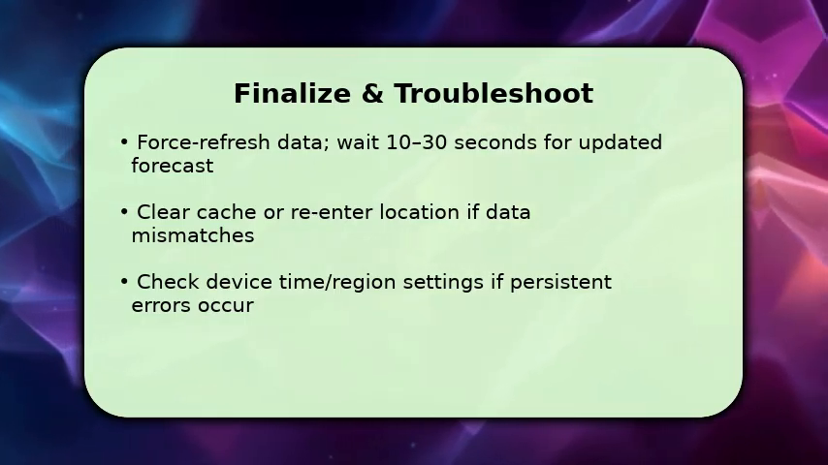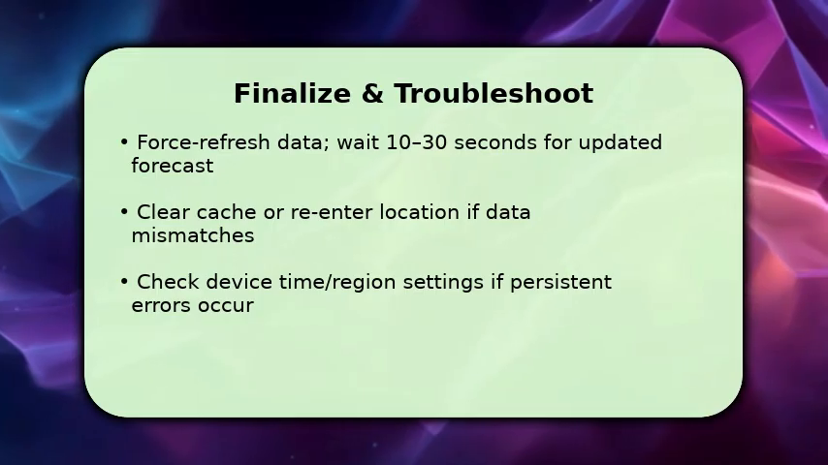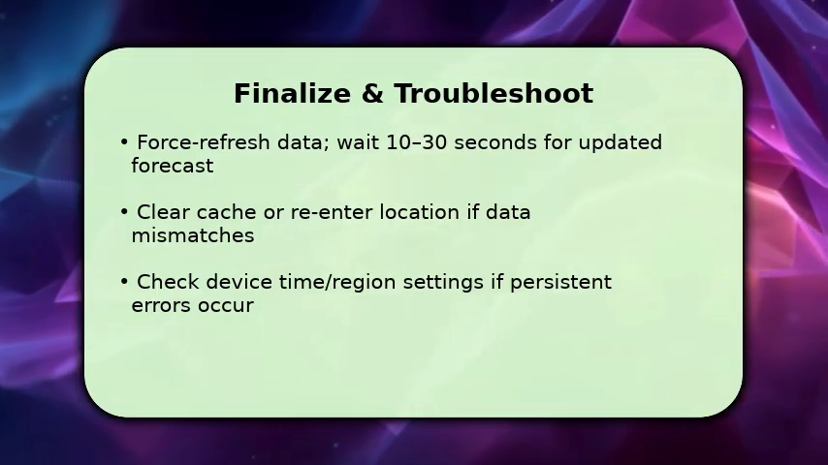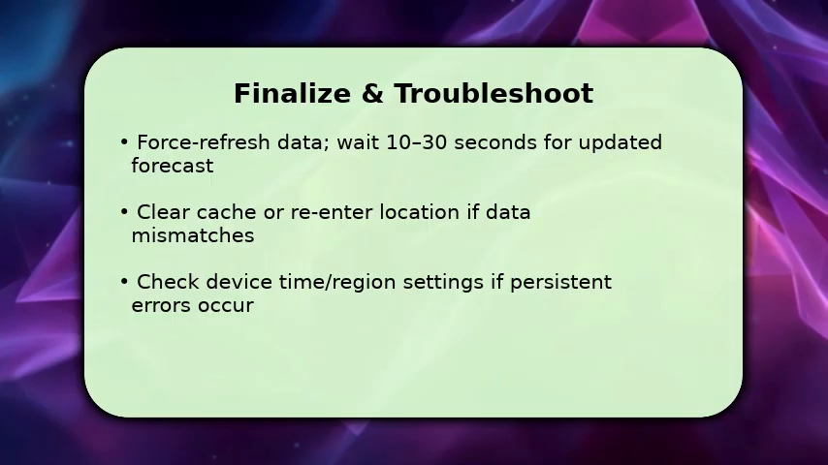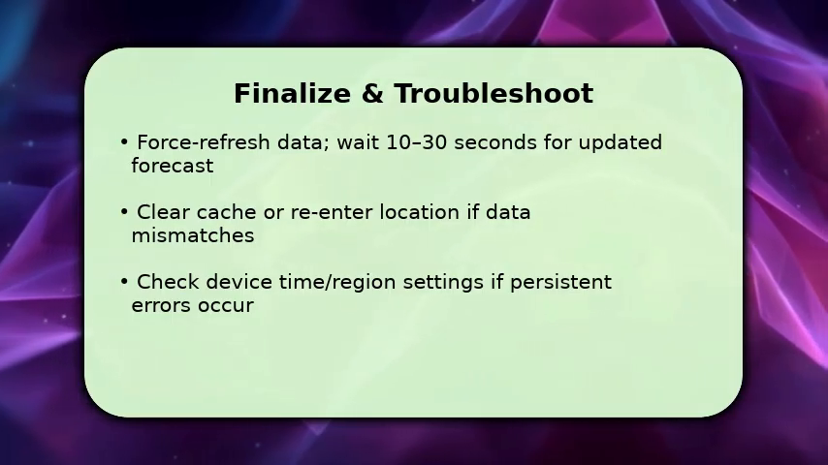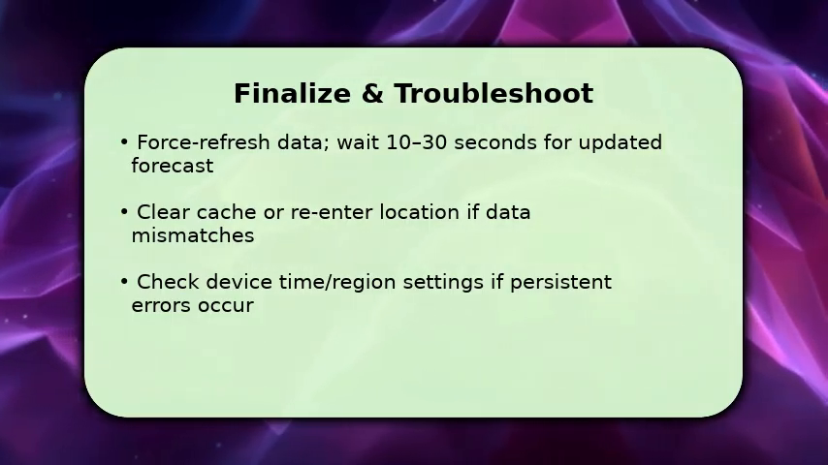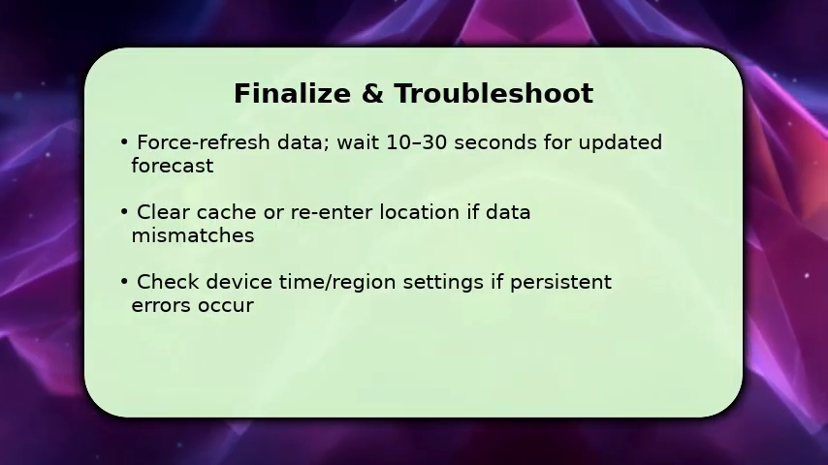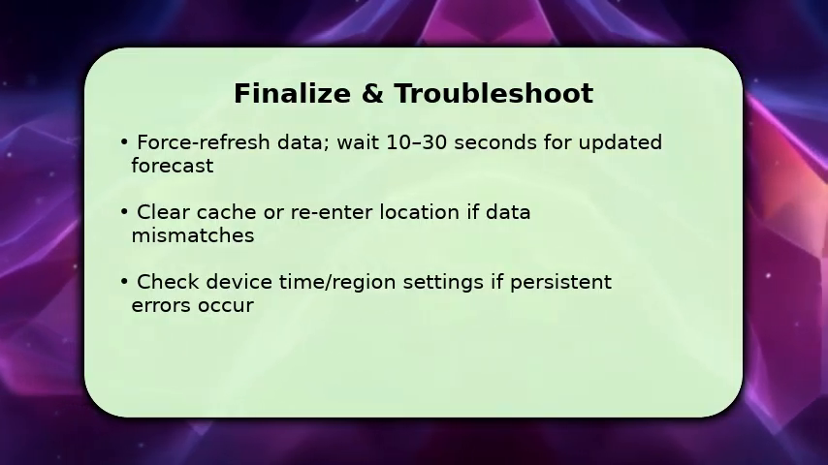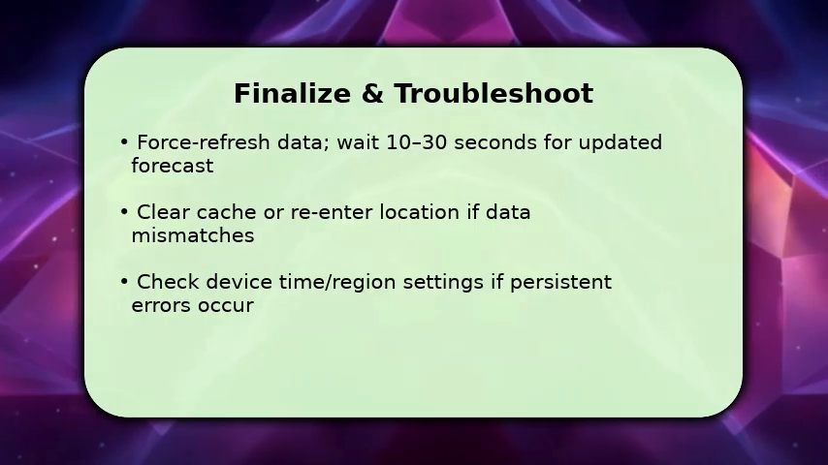If the displayed weather still reflects the old place, remove the location and re-enter it, or clear the app cache to eliminate stale data. Make sure your device time and region settings are correct because mismatches can affect forecast matching. If problems continue, sign out and back in or reinstall the app to reset location handling.